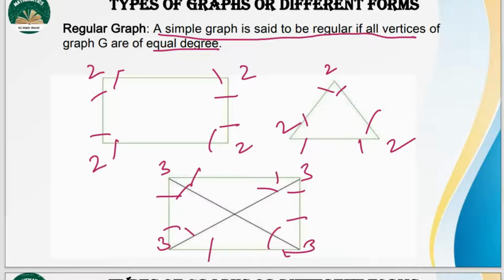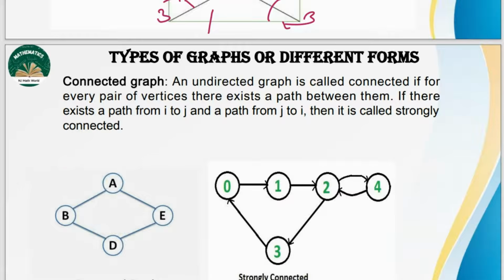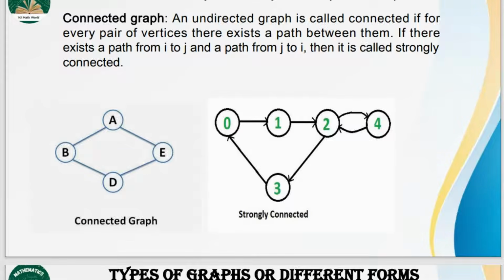Next one is connected graph. An undirected graph is said to be connected if for every pair of vertices there exists a path between them. If there exists a path from I to J, there should be a path from J to I. Then it is called strongly connected. So if it is point A, it should be connected from 2 to 4, for a connected graph.